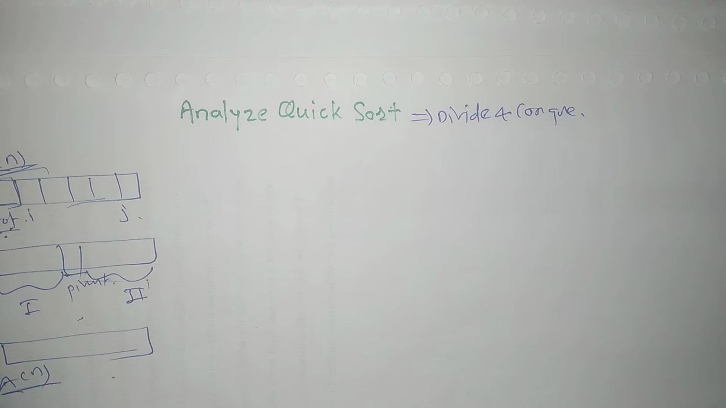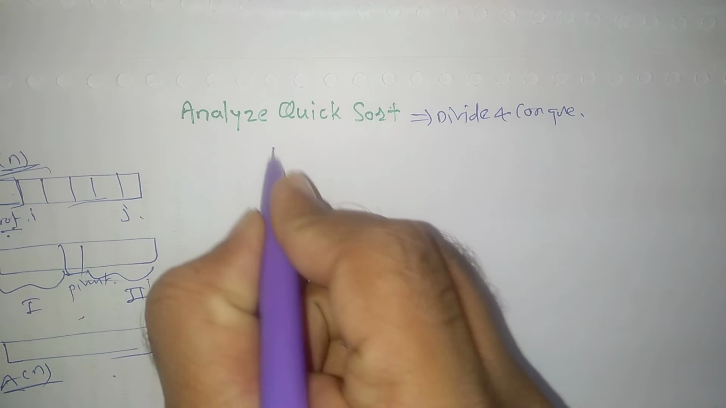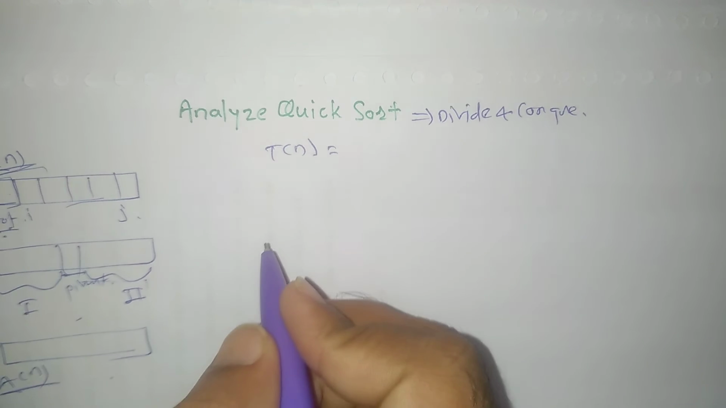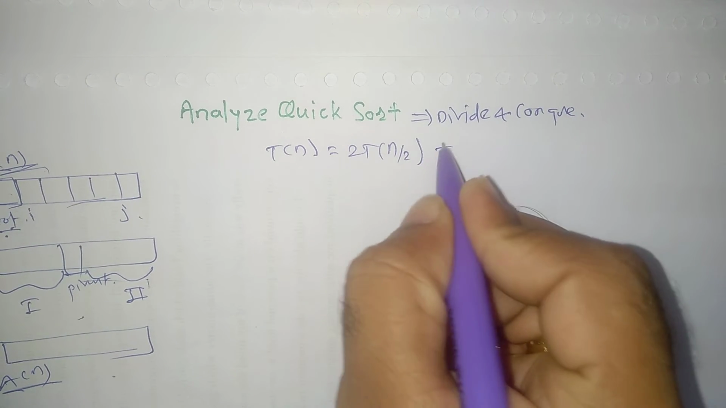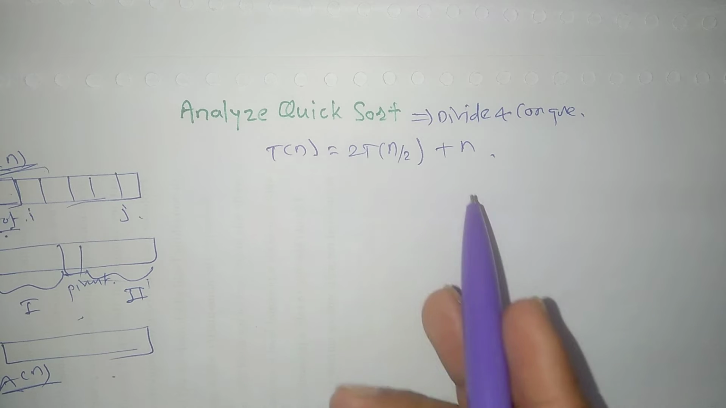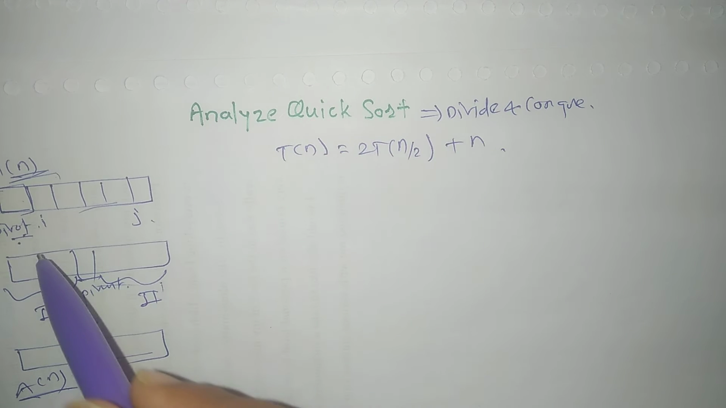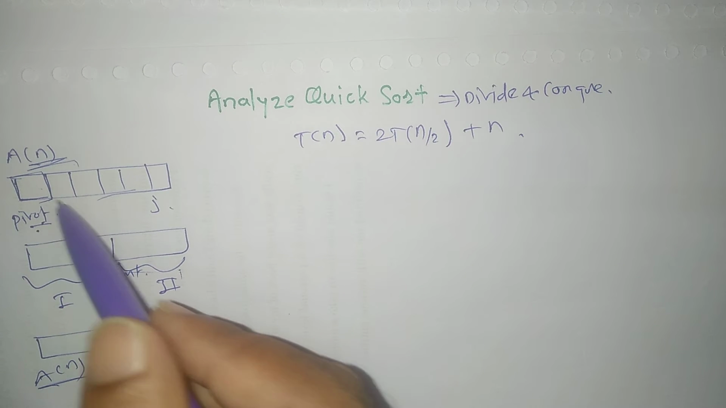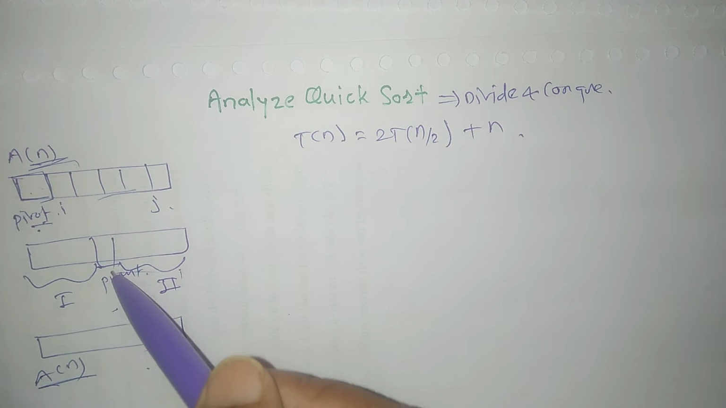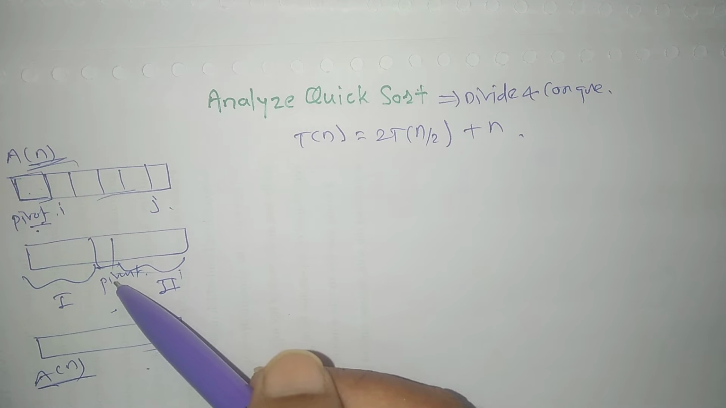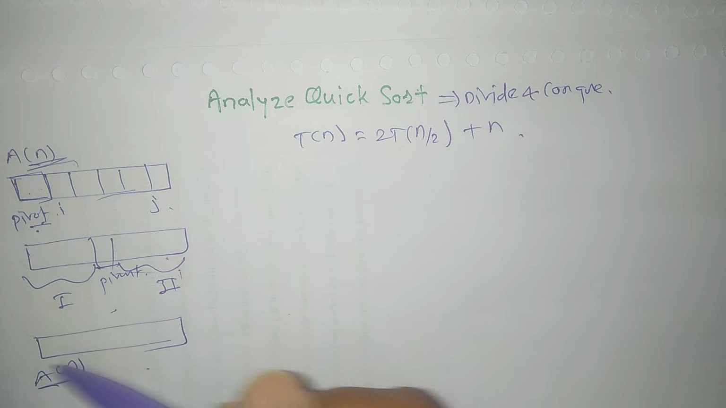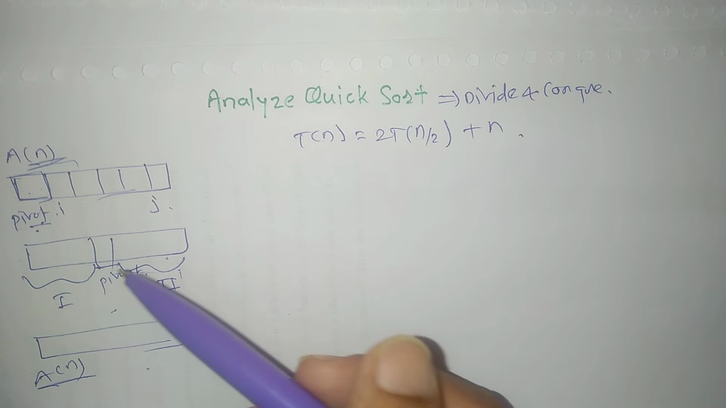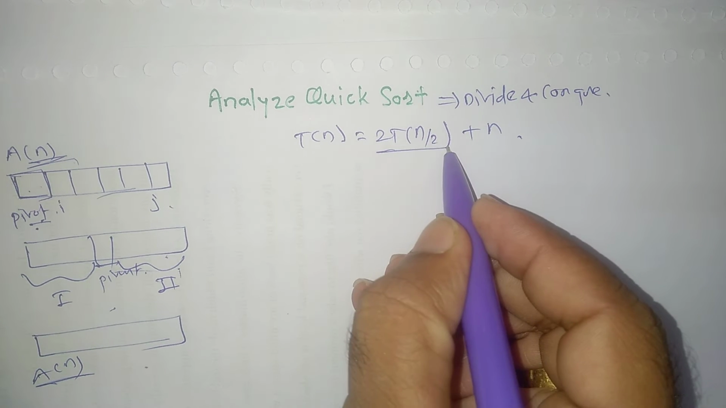So we are going to analyze how T of n occurs. T of n equals, as we know, 2T n by 2 plus n. Why 2T n by 2? As we know, the pivot element is selected, then it is set at some center place, then it divides into two parts. So this procedure continues until we find my final answer. That is how 2T n by 2 comes.